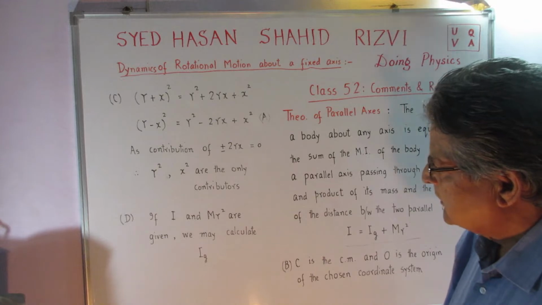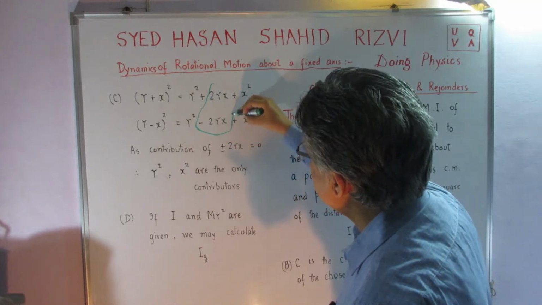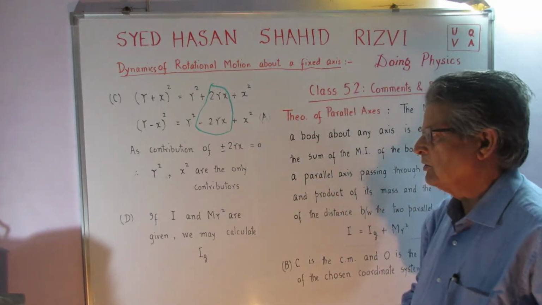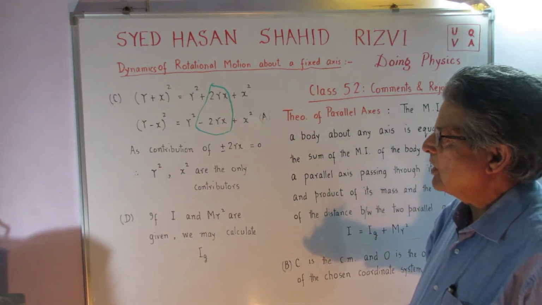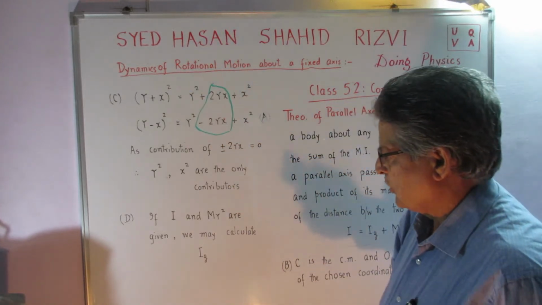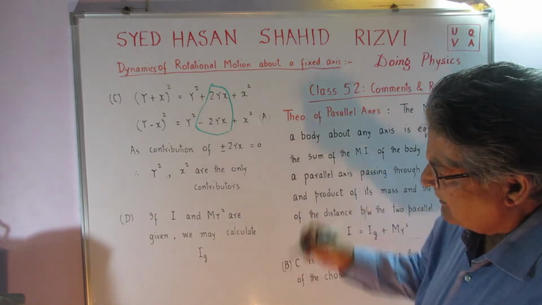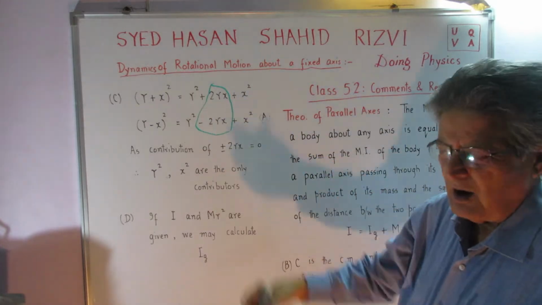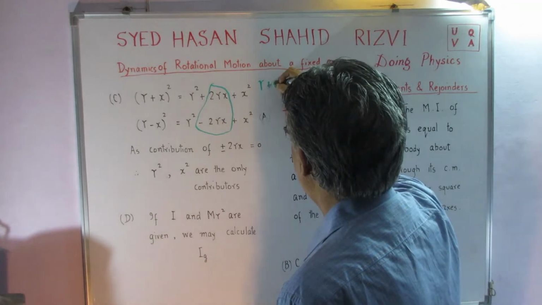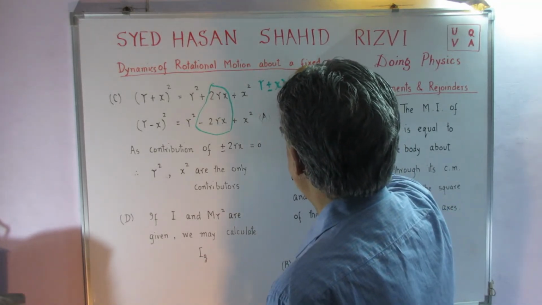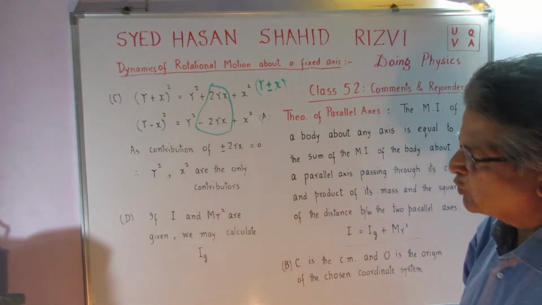Now, the contribution of this term or this term here turns out to be equal to 0, and the only contributors therefore are the r square and x square respectively. Okay, so it doesn't matter. I could take that value of the P as r plus or minus x, and proceed and obtain the same results with the arguments that are already given in lecture number 52.